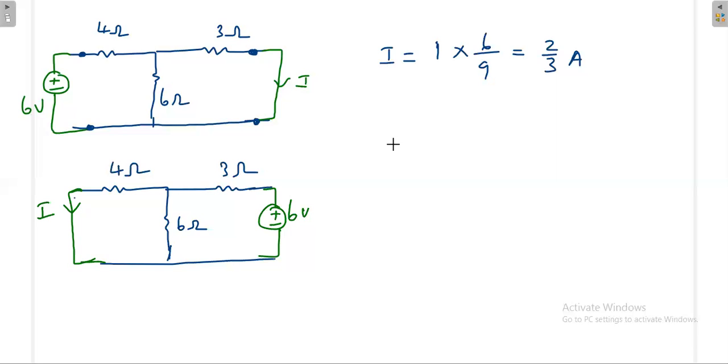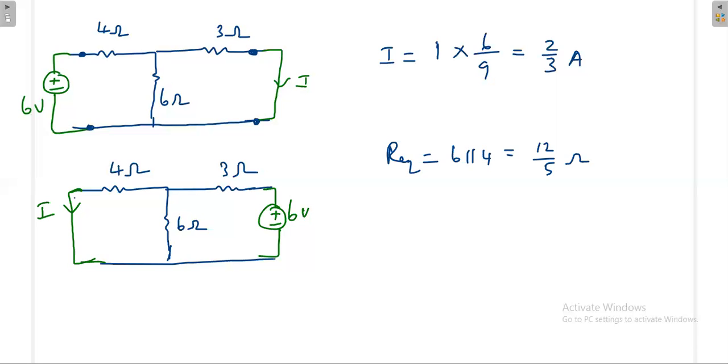Then 4 parallel with 6. First I will find the equivalent resistance. What is the equivalent resistance? R equivalent is equal to 6 parallel with 4, which gives 12 by 5 ohm.